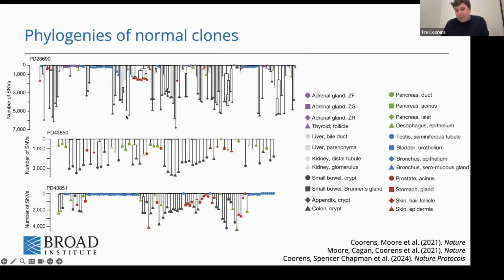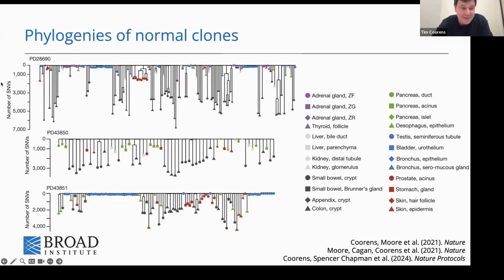And just to give you a flavor of the projects that then rely on this LCM data, this laser capture microdissection data, here are 3 different phylogenetic trees of these normal tissue clones that we isolated from 3 different people. These span lots of different tissues. Again, mostly epithelial, but there are some exceptions to that. And there's a few things I want you to take away almost immediately.